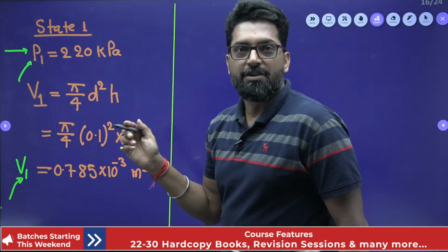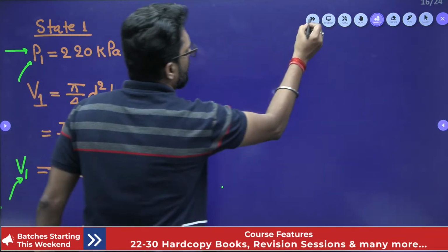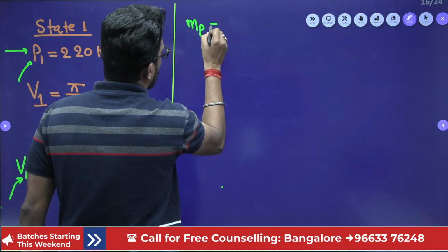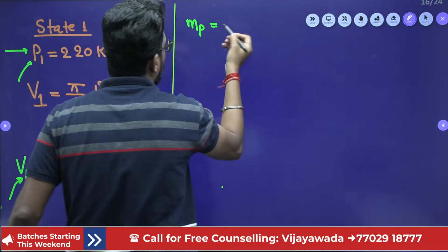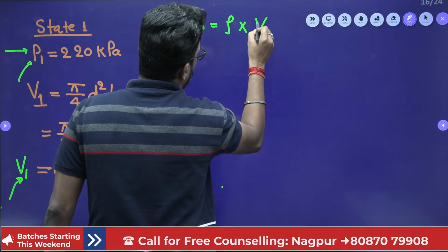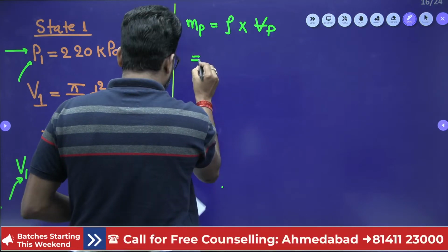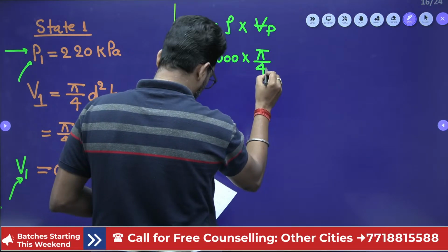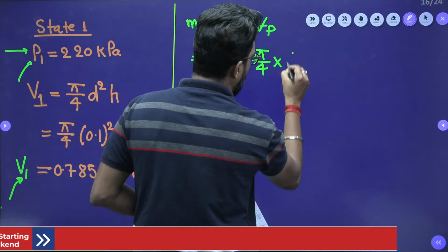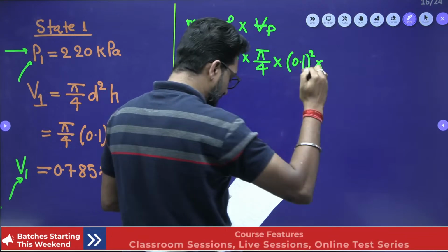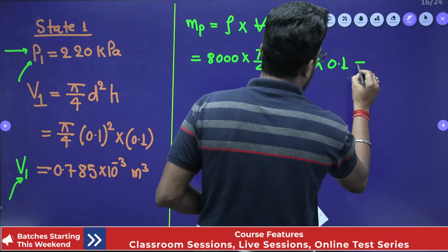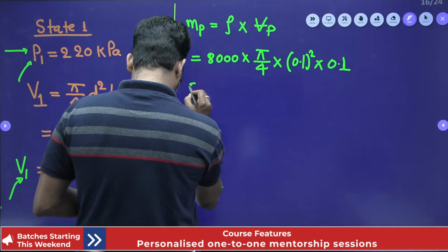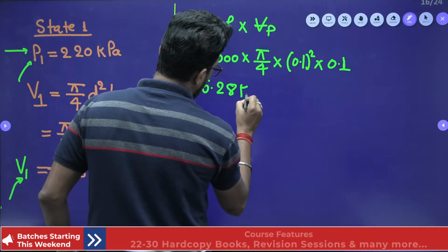we have to find the mass of the piston. What is the mass of the piston? We can calculate it easily: density times the volume of the piston. Put in all these values. Density is 8000. Volume of the piston is π/4 times the diameter, 100 mm so 0.1 squared, times the piston thickness, which is also given as 0.1. If you find this value, it is 6.28 kg. So this is the mass of the piston.